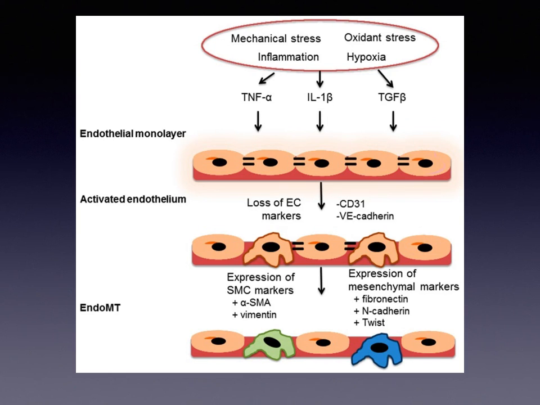And the presence of endothelial to mesenchymal transition was also confirmed in pulmonary hypertensive lungs by showing expression of mesenchymal genes, including fibronectin, cadherin and vimentin, and the endo-MT related transcription factor twist.